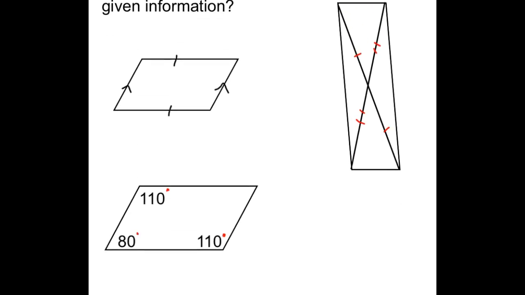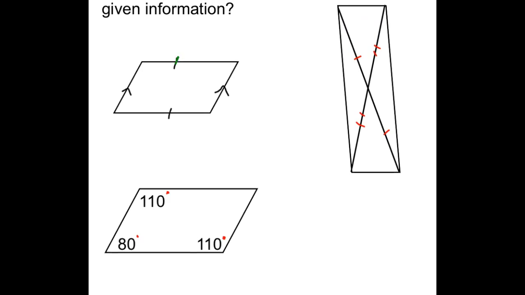In the first one, we have congruent marks on the top and the bottom, and parallel on the left and the right. In the second image, the diagonals have congruent marks here and here, and there and there. And on the third one, we've got 3 angle measures, 80, 110, and 110.